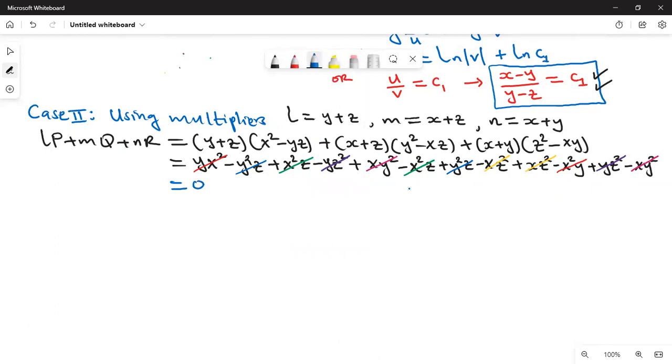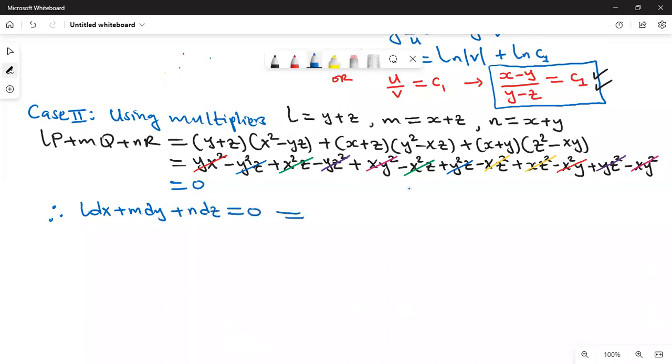So I told you these multipliers are chosen just by trial and error. Just choose them arbitrarily. What values of L, M, and N, such that when you multiply by P, Q, and R respectively, and then you add the result, you're going to get a 0. So because this is true, it means that therefore, L dx plus M dy plus N dz must also be equal to 0.